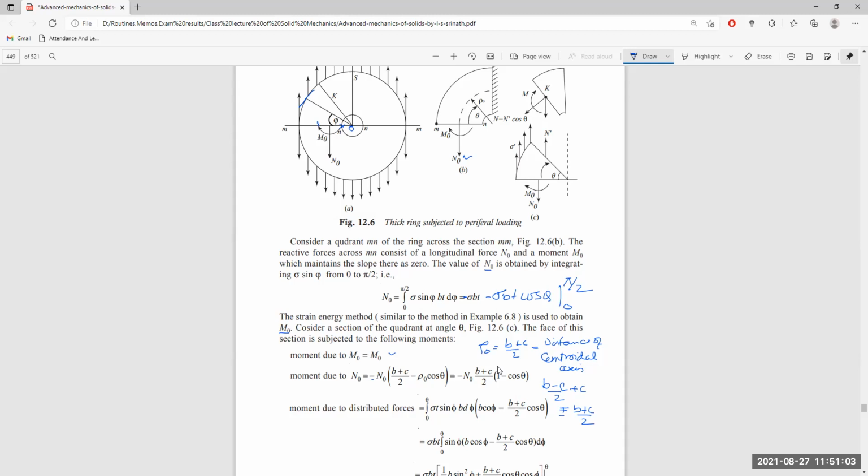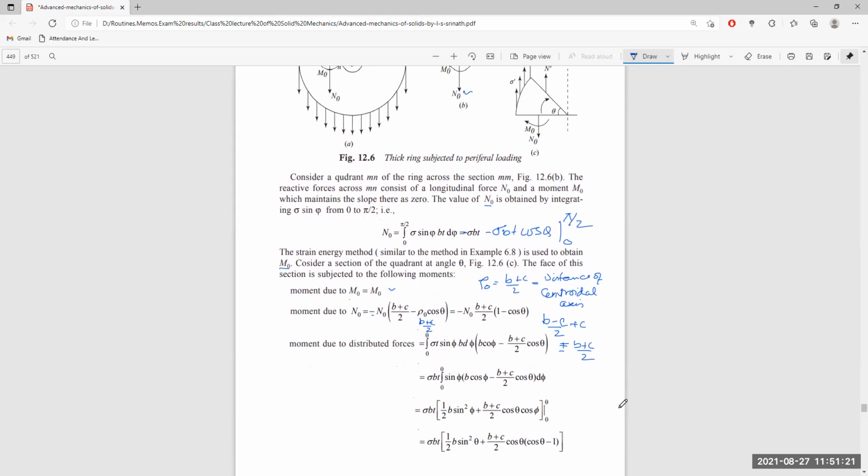It's given by N0 times (B plus C) multiplied by (1 minus C0), because this rho zero is of course (B plus C) divided by 2. So we can take it common as 1 minus, and make it (B plus C by 2) minus 1, minus cos theta itself.